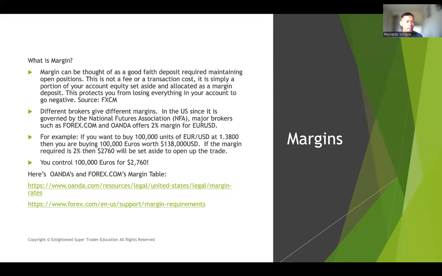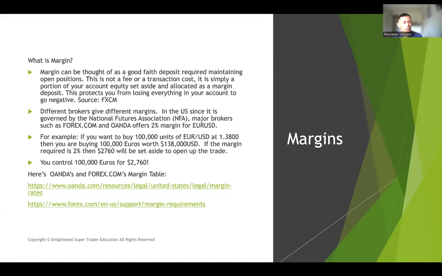volatile the pair is. For example, if you want to buy 100,000 units of the Euro US dollar at 1.3800, then you're buying 100,000 euros worth 138,000 US dollars. So if you don't have any form of leveraging and you want to buy 100,000 units, which is one standard lot, then you need to come up with $138,000. If you're a retailer, no one has $138,000. Only banks or institutions, people who have a lot of money, will be able to provide that if you don't have any form of leveraging.